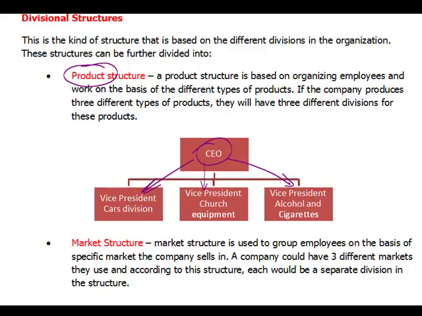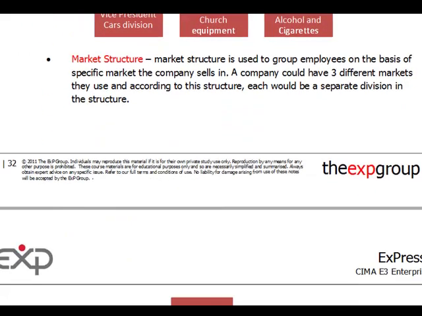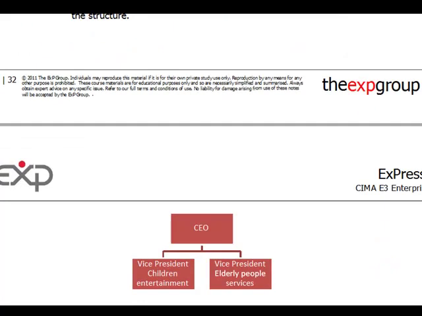A structure can be based on markets rather than products. Here you have an example of a CEO, and below that person there will be people who are responsible for certain markets, children and elderly people. So the product doesn't matter. Maybe there are the same products sold to both of these markets, yet the split of responsibility will be by the market rather than by the product.